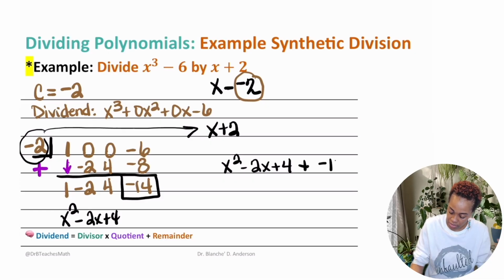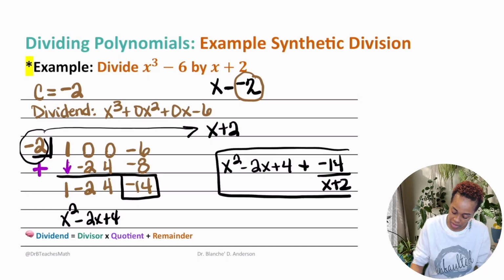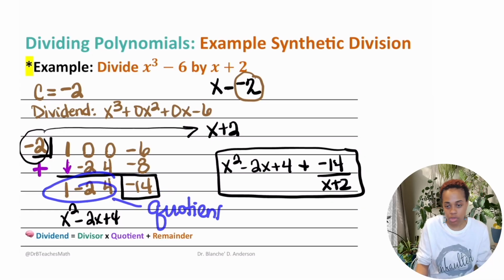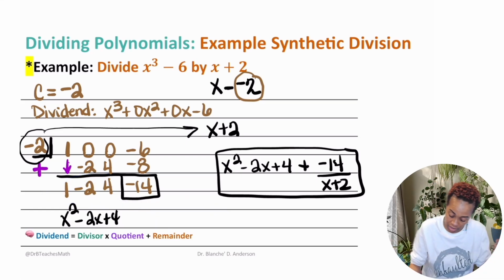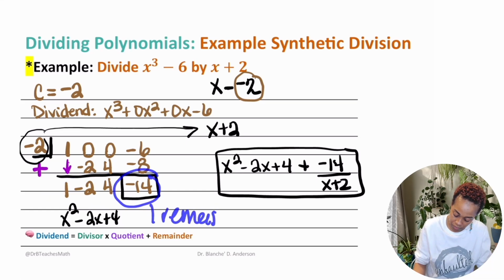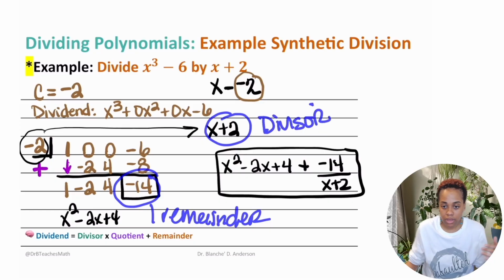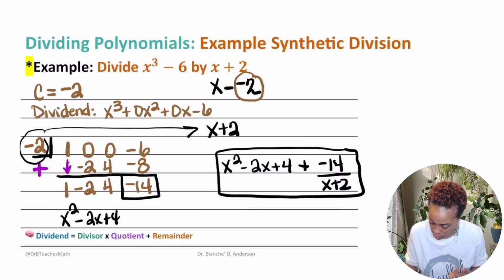plus remainder over divisor. I don't remember telling y'all that this part is your quotient. That's your answer, okay? The quotient's the answer. That's probably why I didn't say it. And then, of course, your remainder. And then whoever's doing the dividing, this is your divisor. Okay? Cool beans.